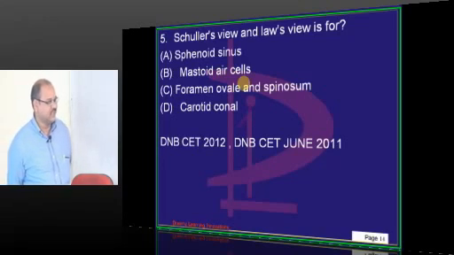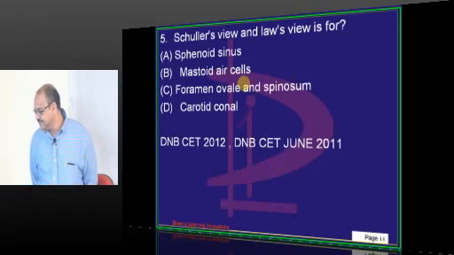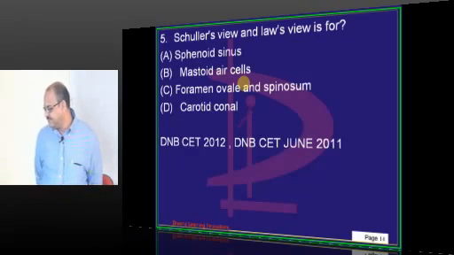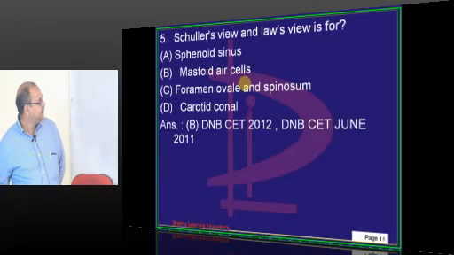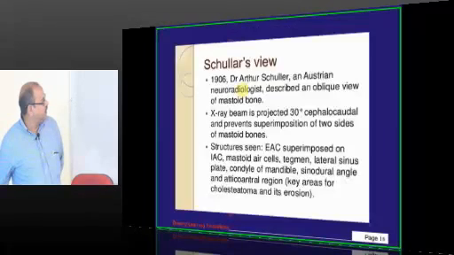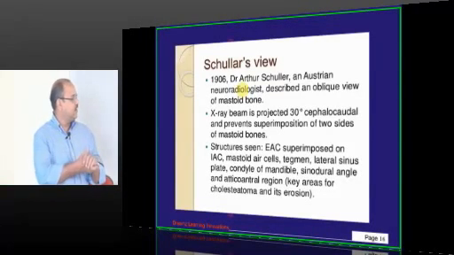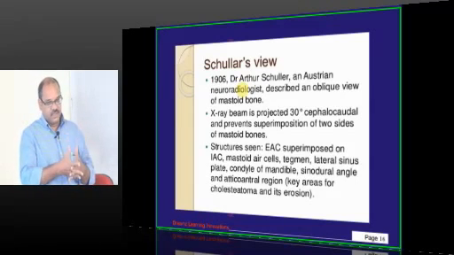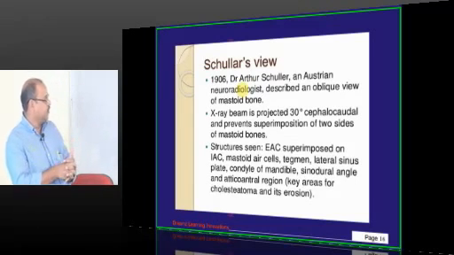It's actually a very good question and easy also. Schuller's and Law's view. It is B. Answer is B, mastoid air cells. If you go into the detail, Dr. Arthur Schuller, an Austrian neuroradiologist, first explained this view.